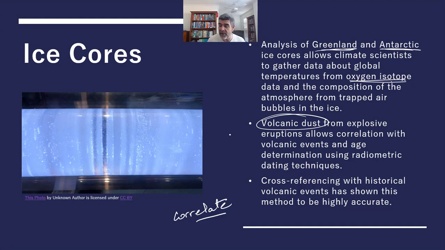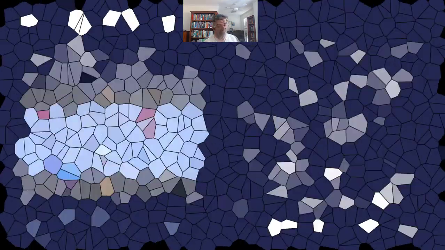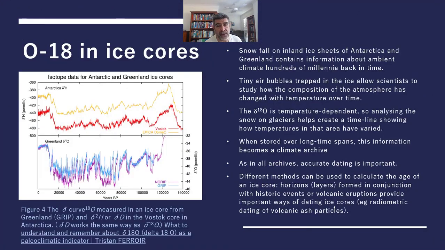So it's very important that we cross-reference what information we have from our ice cores with some of the historical events, particularly historical volcanic eruptions, to see if we can create some correlation between these. And when we do, we find that there's a high level of accuracy associated with our understanding of ages based on these ice cores. So what are we going to extract from our ice cores?